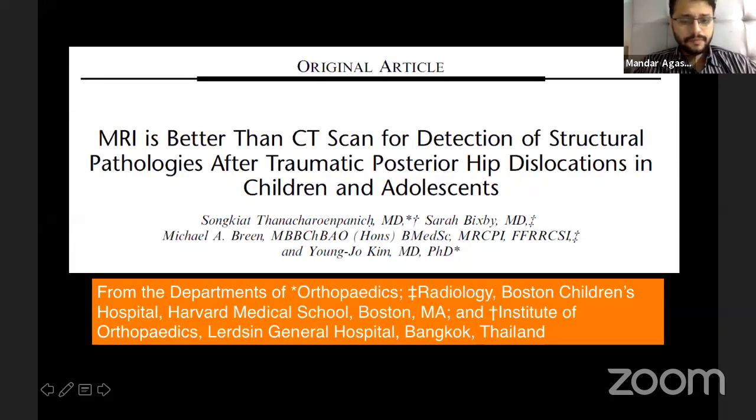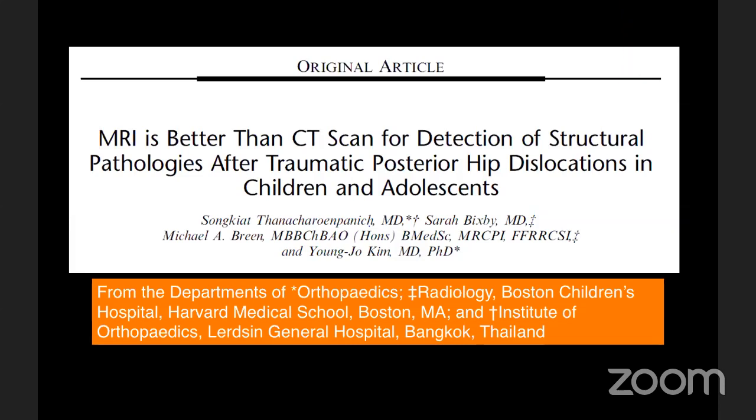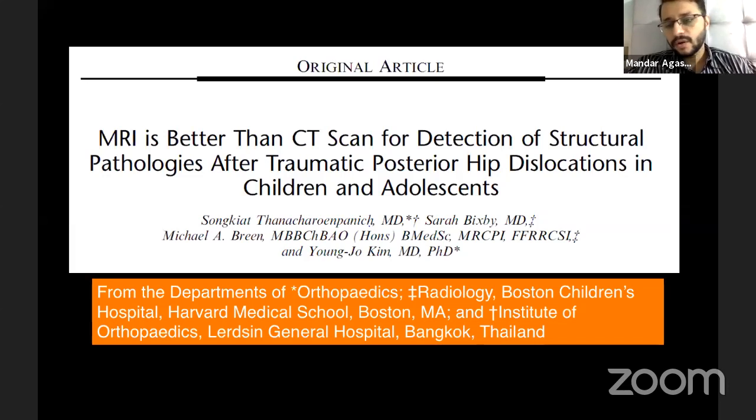Yeah. So this paper is on traumatic posterior hip dislocations in children and adolescents. And they have compared MRI and CT scan for detection of some intra-articular pathologies. This has come from Children's Hospital Boston. They have one radiologist from Boston and one radiologist from Thailand who have analyzed the CT scans and MRIs. So it's a combined paper from Thailand and Boston.